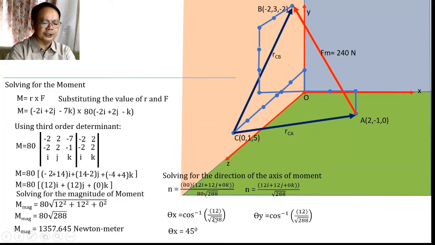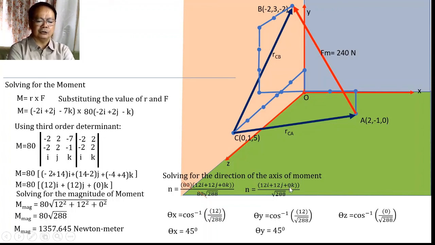Similarly, for theta sub y, which is the y component 12 over the square root of 288, that is equal to arc cosine of 12 over the square root of 288. When simplified, that gives us a value of 45 degrees. While for theta sub z, this is for 0, so arc cosine of 0 over the square root of 288 gives us a value of 90 degrees.